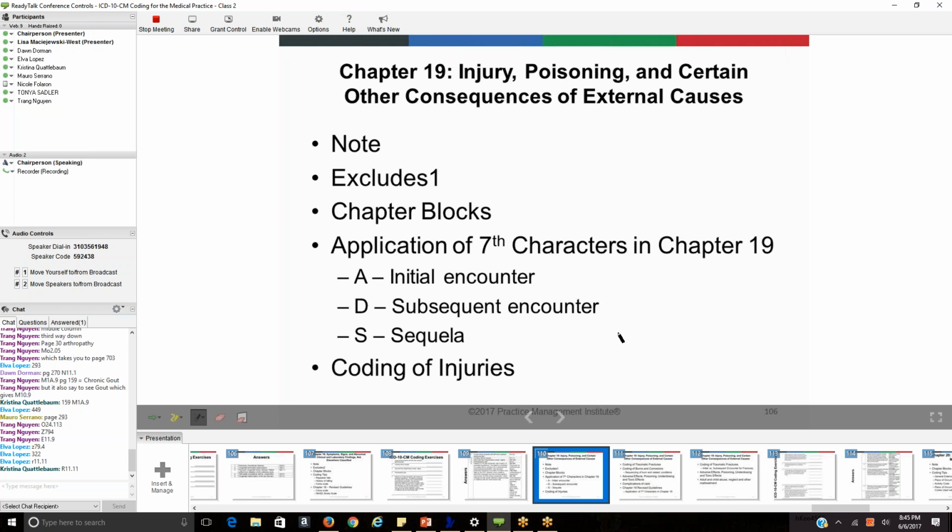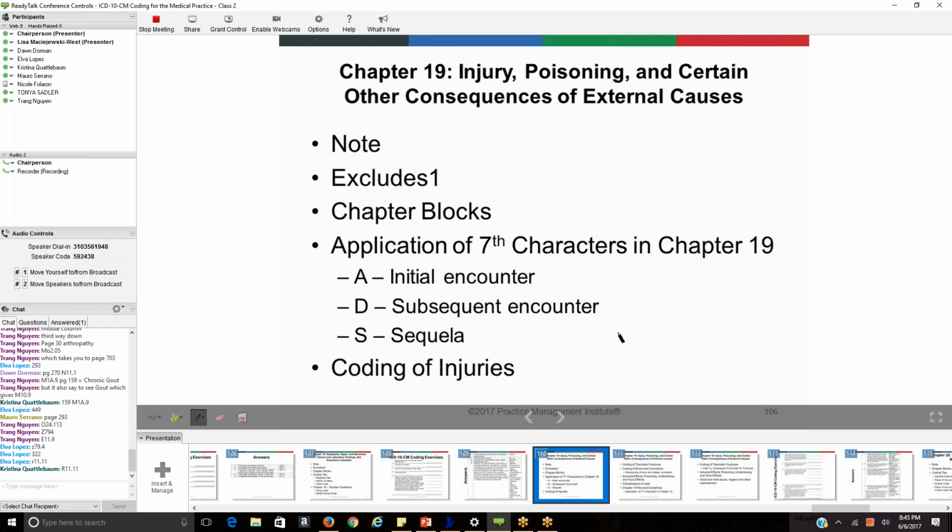You also have your poisoning codes, which are your T36 through T50 codes, and your toxic effects of substances chiefly non-medical as to source, like poison ivy, okay. T66 through T78 are your other and unspecified effects of external causes, certain early complications of trauma, and then T80 through T88 are complications of surgical and medical care not elsewhere classified.